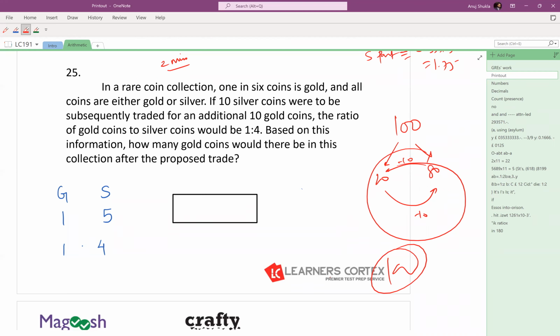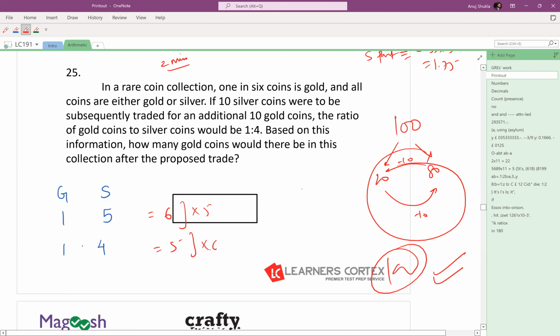Yes, sir. Can you say here it is 6 parts and here it is 5 parts totally? Total previously it is 1:5. How many parts? 6. And 1:4. How many parts? 5. But what I have told you, it is same. Let's make it same. So how can you make 6 and 5? What is the LCM of 6 and 5? 30. Multiply 5 into 6.